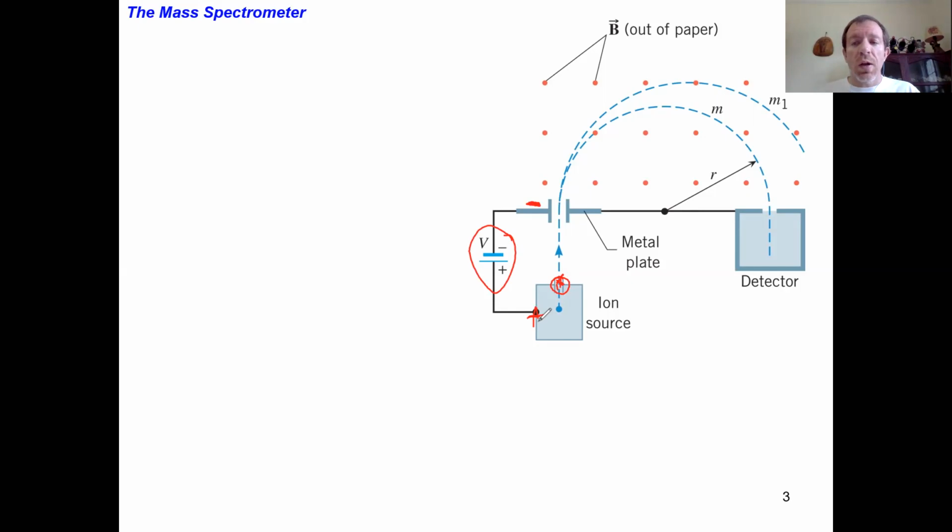And we can use our conservation of energy equation, E initial is equal to E final, to figure out, if the starting velocity is 0, what the velocity is right there when it passes through a hole in that metal plate and enters the magnetic field.